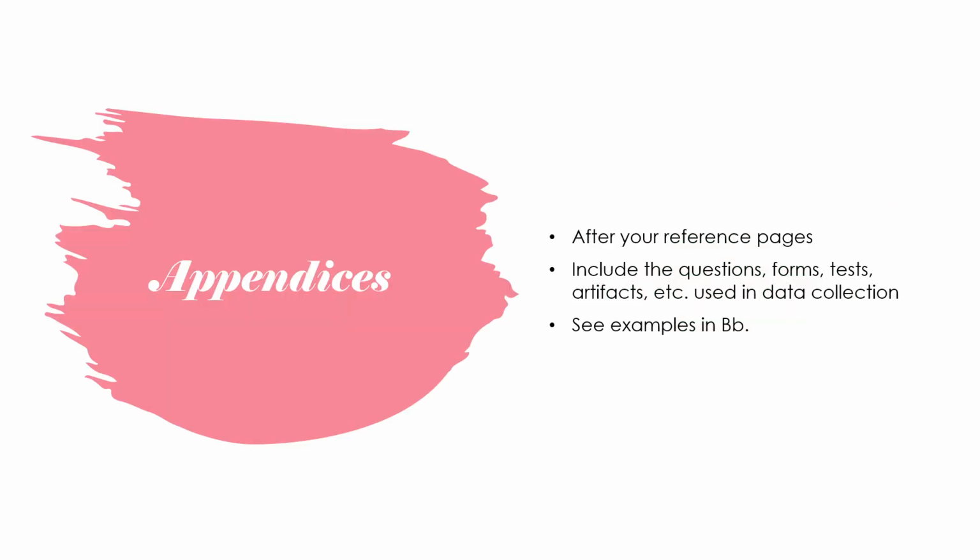The final component of your paper that you're also turning in this week is your appendix or your appendices. This goes in your paper after your reference page. It's not in the body of your paper. It's the last thing that you'll include. In your appendix, you want to include the specific questions, forms, tests, any artifacts that you use during data collection. Go back and look at the course resources and see the examples that other students have done so you know exactly what types of things need to be in the appendix. And if you have any questions about that, feel free to shoot me an email.